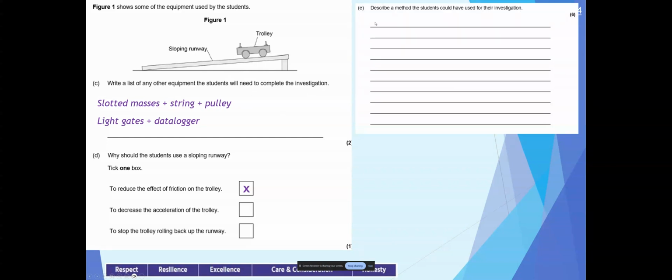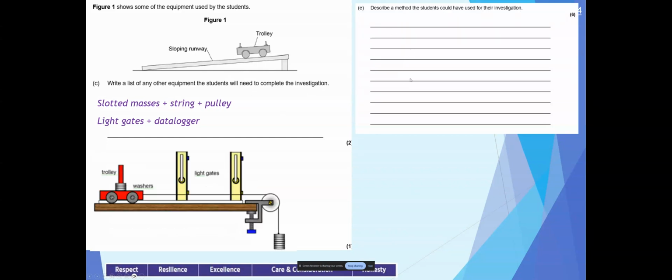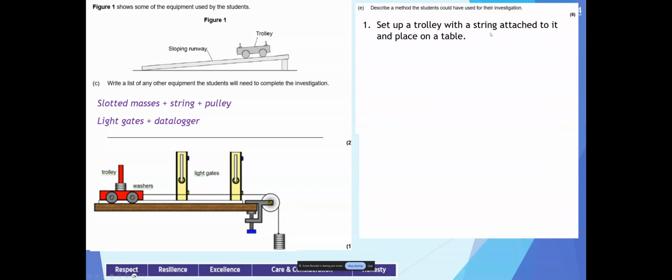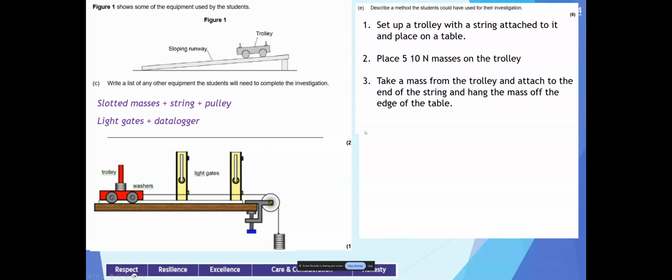And this is just a method again. So all we do is do the following. We get our diagram ready to help us. So this is if there was no slope. Set up a trolley with a string attached to it and place it on the table, which we've done there. Place 5 10-newton masses on the trolley, which we've got there. Take a mass from the trolley and attach it to the end of the string and hang the mass off the edge of the table, which we can see there.